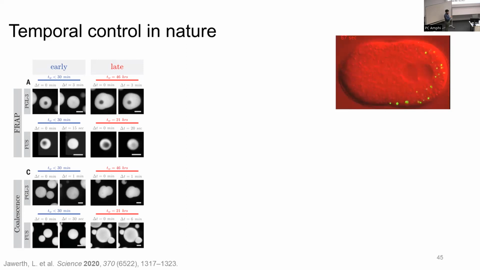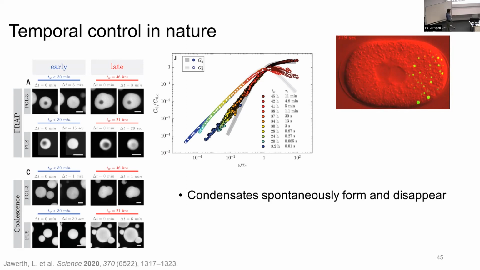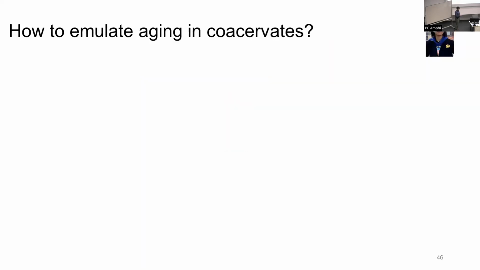Besides appearing and disappearing, you also get that over time, in this case, they become more and more solid. This is a time-age superposition, where as you go from blue to red, that is older coacervates, they go from very liquid to more and more solid. Now, this is a very important characteristic of biomolecular condensates in the cell, but it has not been replicated a lot in synthetic systems. And that's what my PhD student, Lunan, is working towards.